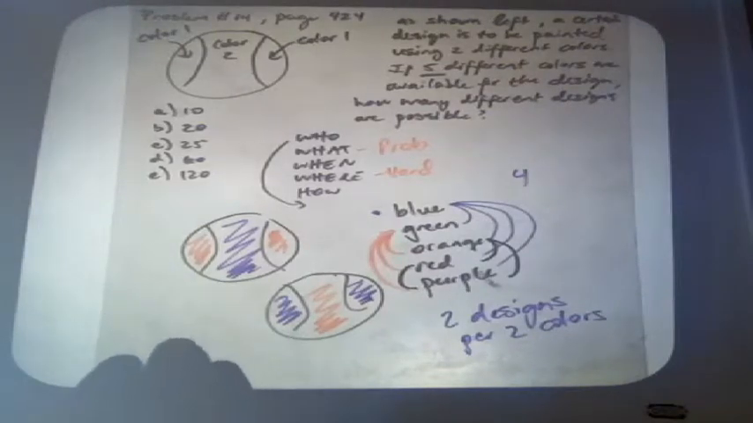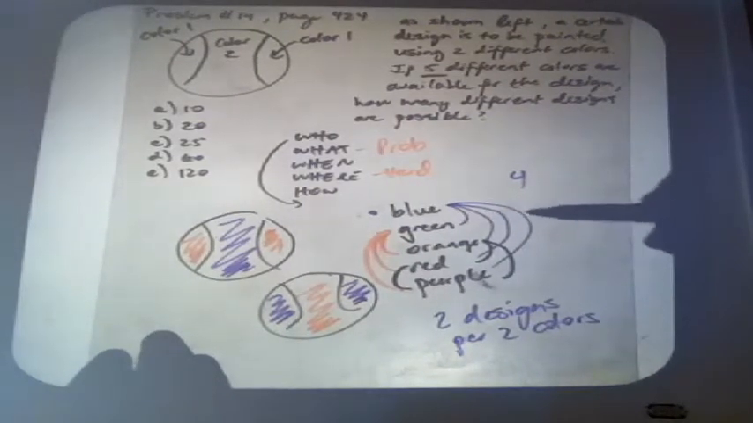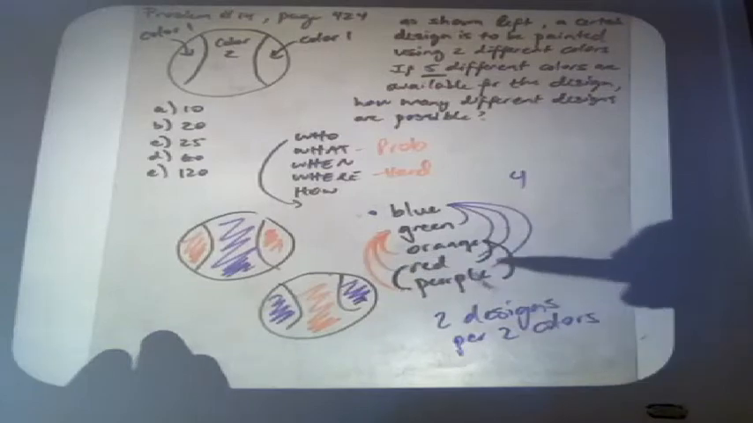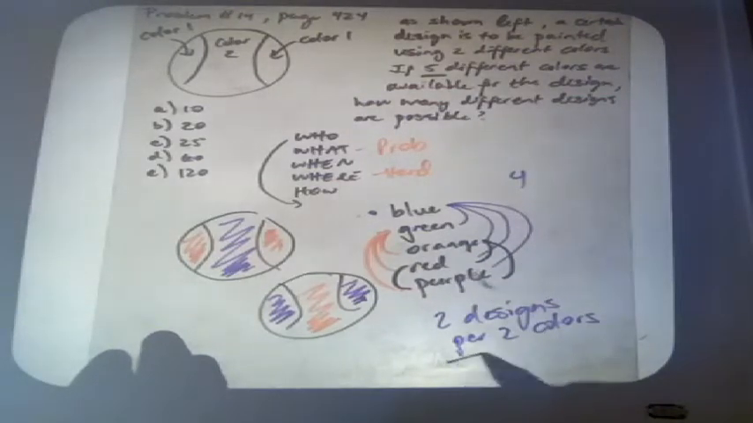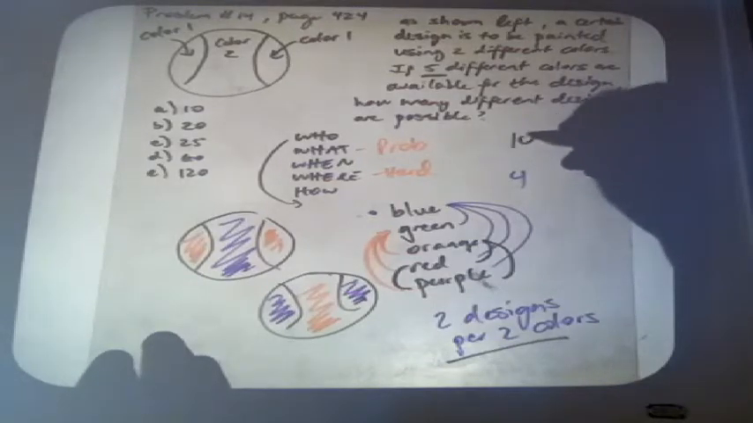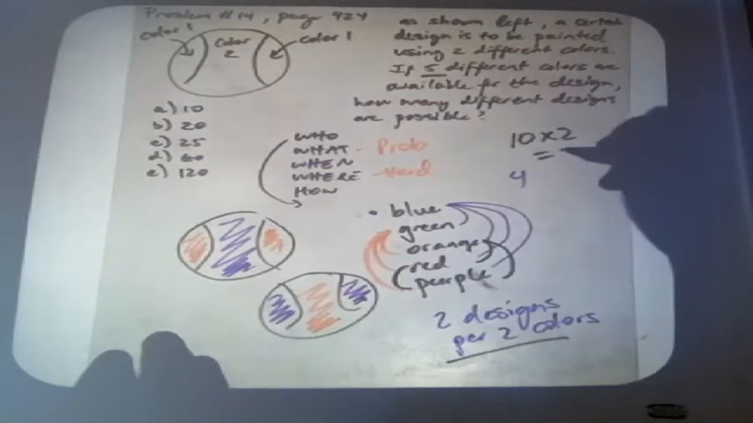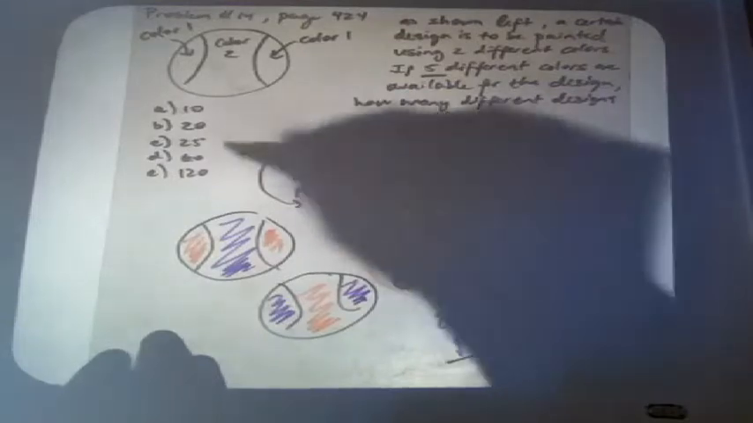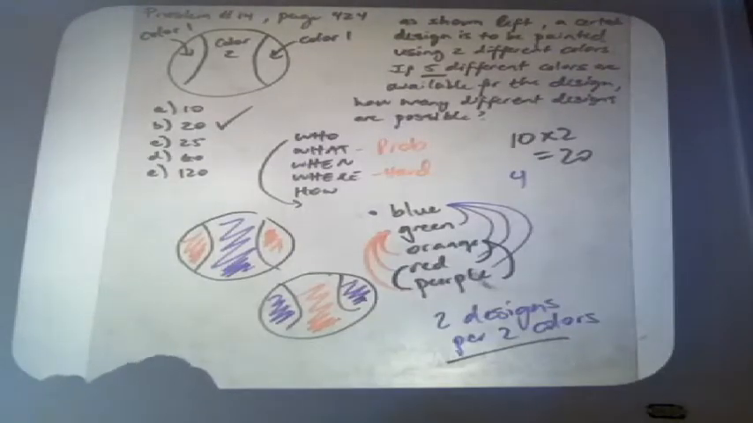So let's count our pairings. We have 1, 2, 3, 4, 5, 6, 7, 8, 9, 10, and for every pairing, there's two possible designs, therefore there's 10 times 2, or 20 possible designs, which gives us answer choice B.